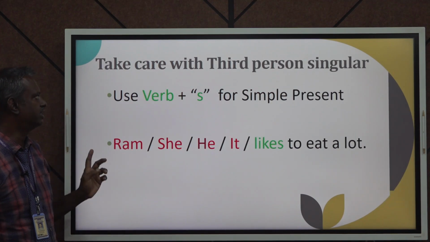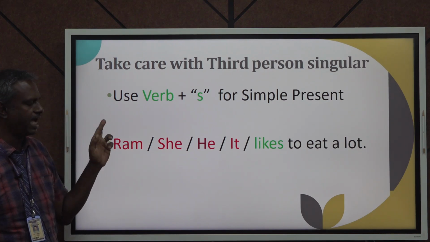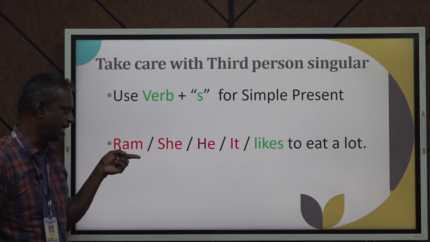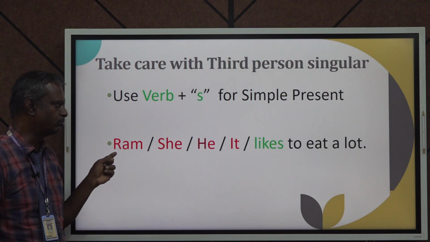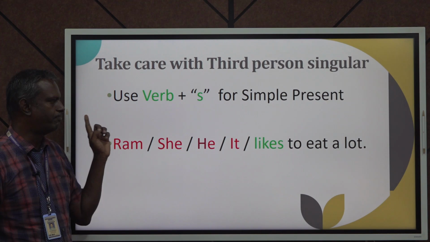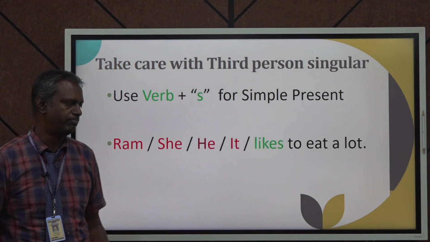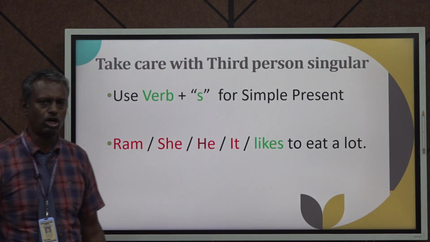Now, look into the second thing. When you are writing, take care with the third person. Third person singular means, for example, any name or he, she, it. When you come across these forms with regard to the present tense, what you have to do is add s to the verb. For example, he likes to eat a lot.